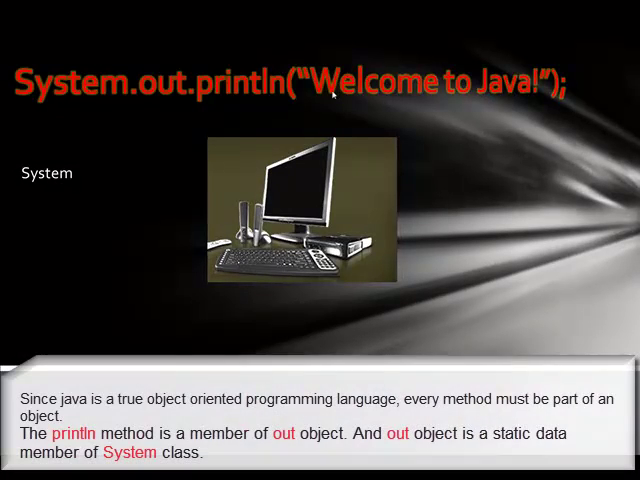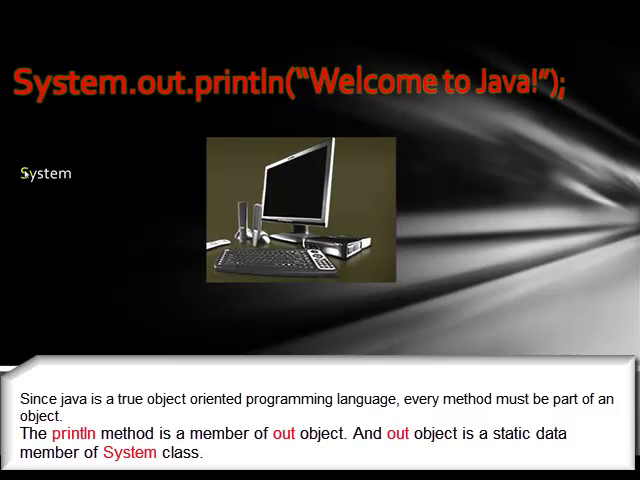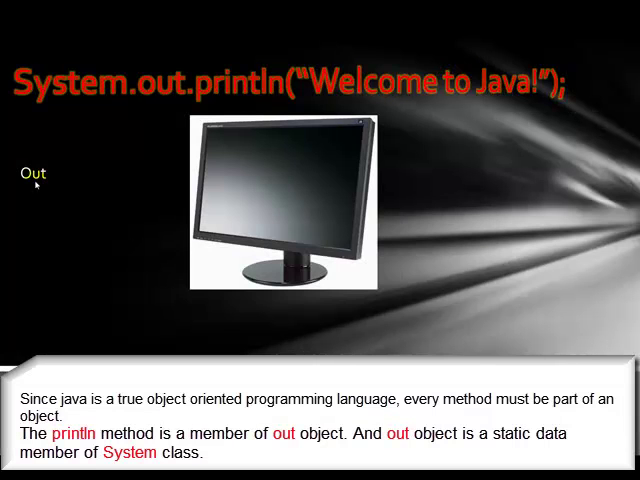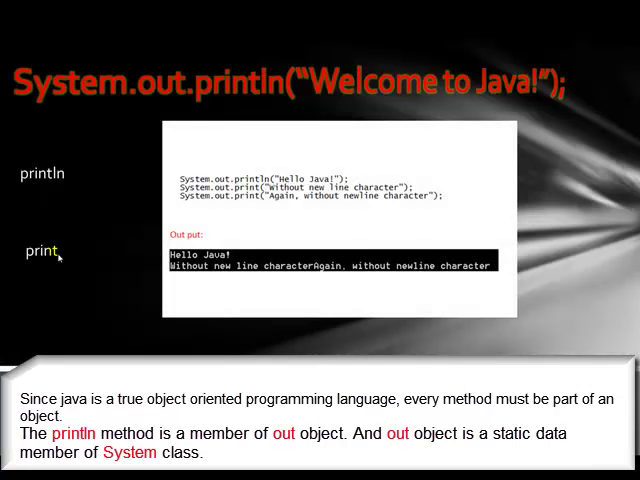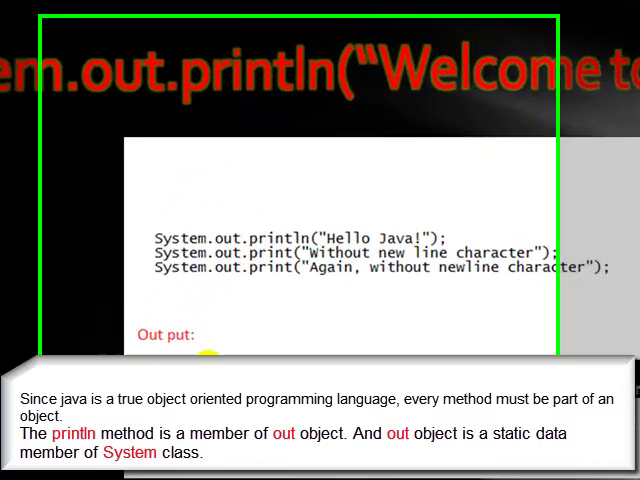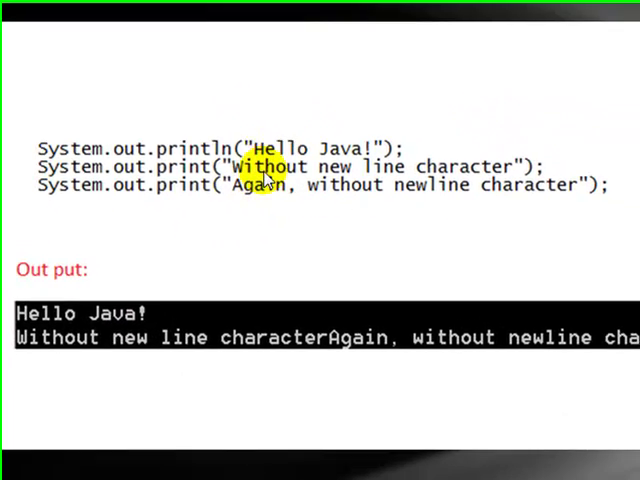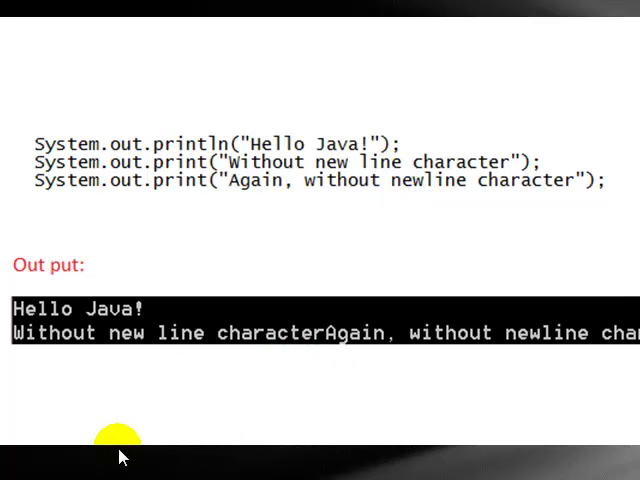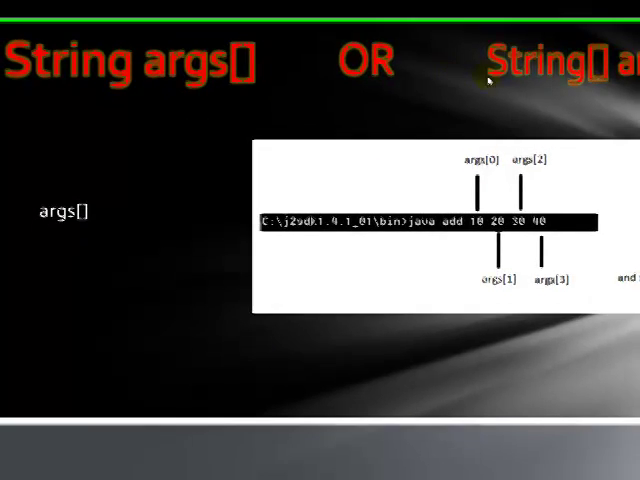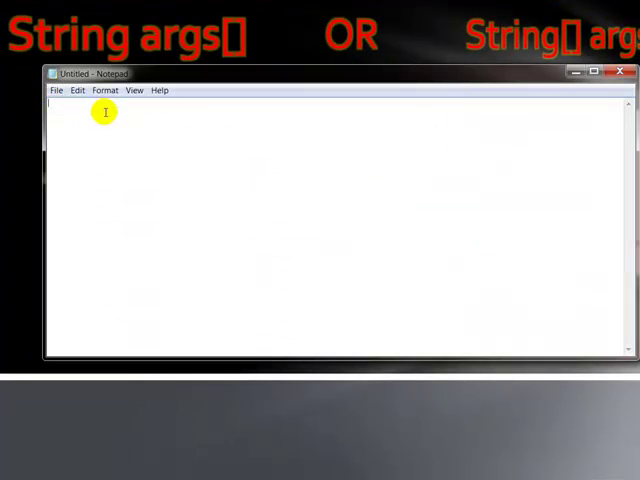Next comes System.out.println welcome to Java. Here System is a predefined class that provides access to the system. Out is the object's output stream that is connected to the console. Print and println. Print prints the string without new line character. Println appends new line at the end of the string. Observe here, println hello Java. This introduces \n, that is new line character at the end of hello Java. The other two lines are displayed simultaneously besides each other.